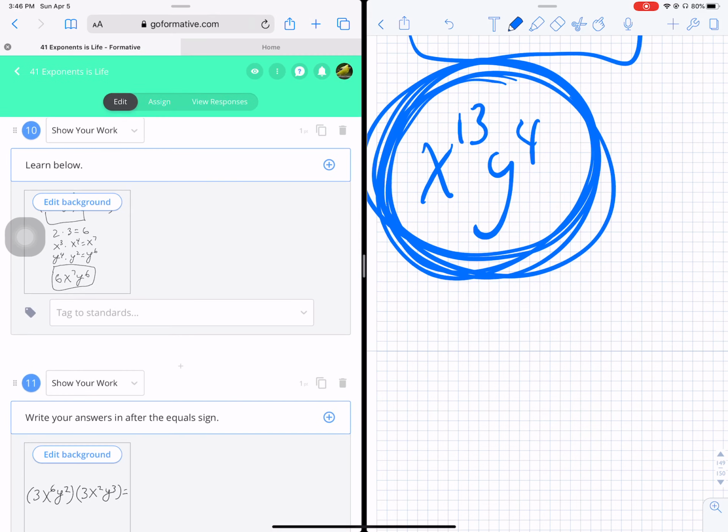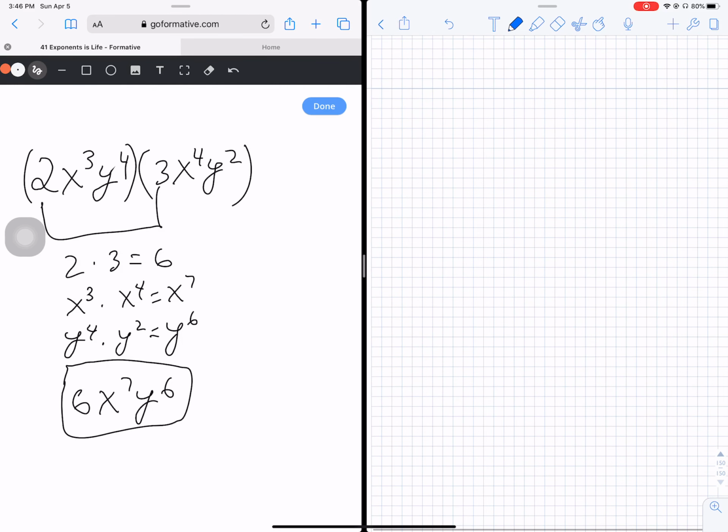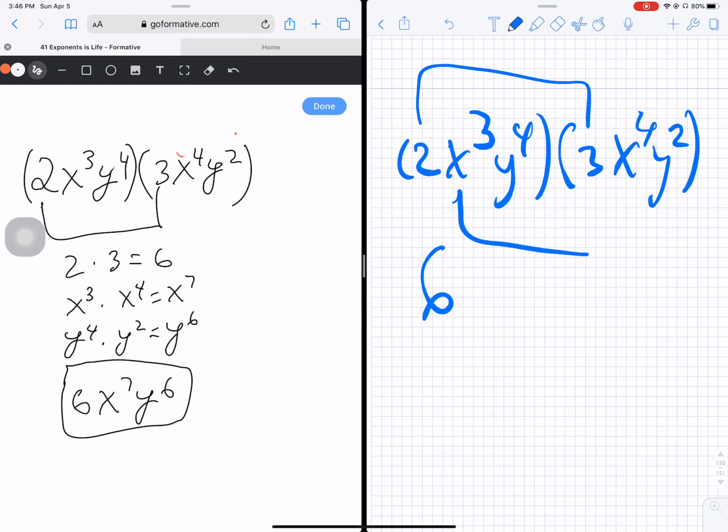More of the same on this, except the difference is they've included 2 coefficients, so I'll try that one. 2x to the third, y to the fourth, and 3x to the fourth, y squared. You are going to multiply 2 times 3 first. That's 6. 6 goes in your answer. Now your x's will add, and your y's will add. And we're done.